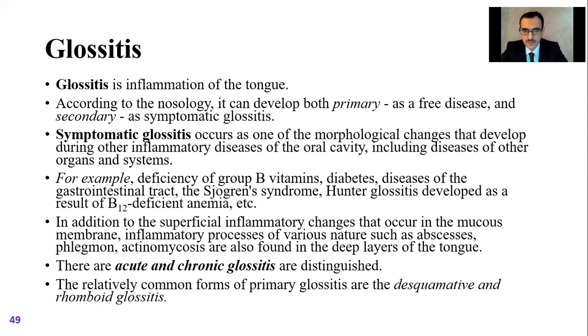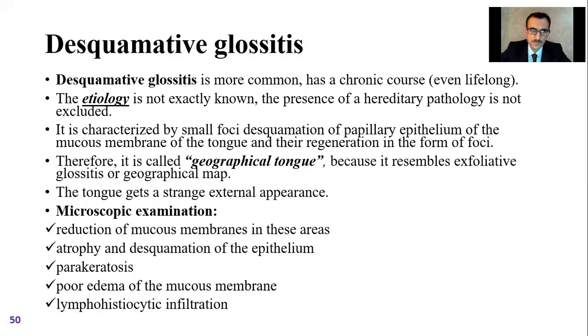In addition to the superficial inflammatory changes that occur in the mucous membrane, inflammatory processes of various nature such as abscess, phlegmon, and actinomycosis are also found in the deep layers of the tongue. Acute and chronic glossitis are distinguished. The relatively common forms of primary glossitis are the desquamative and rhomboid glossitis. Desquamative glossitis is more common, has a chronic course, even lifelong. The etiology is not exactly known. The presence of a hereditary pathology is not excluded.